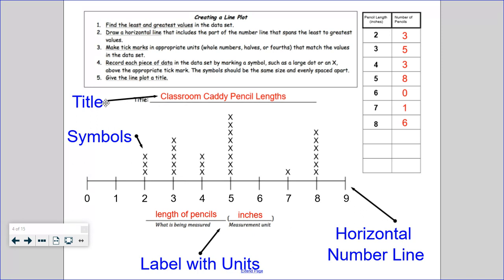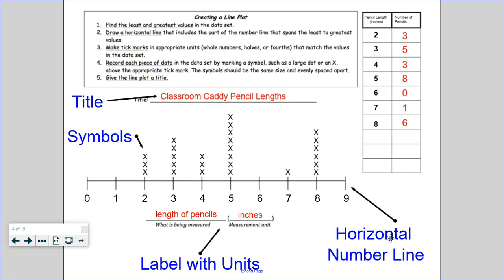So a classroom caddy is kind of like a little plastic tub, the thing in your classroom that you probably had a bunch of pencils in. So someone probably took one of those caddies and they measured the lengths of all the pencils in there. Okay, so that's what the title is. This is showing us the classroom caddy pencil lengths.